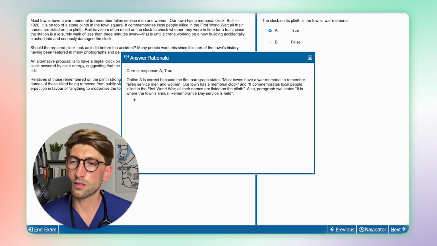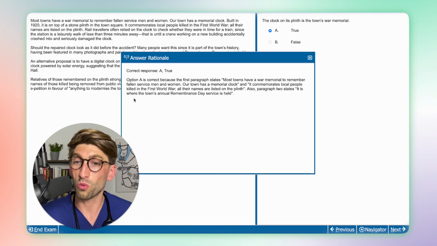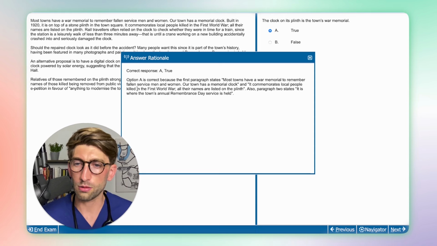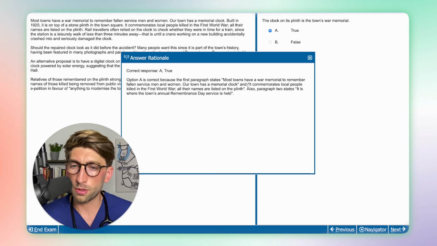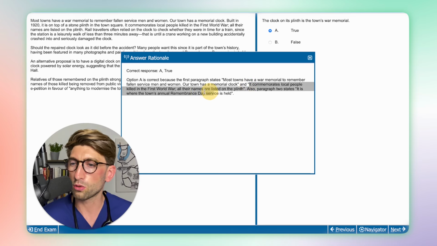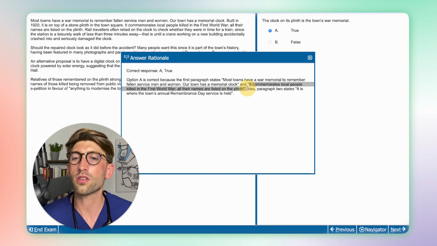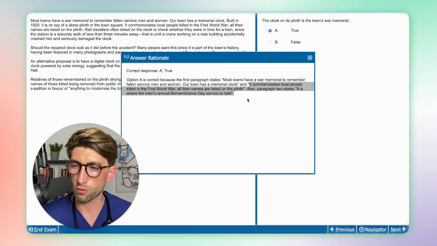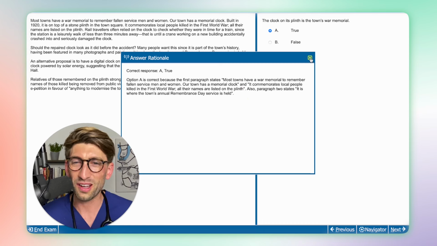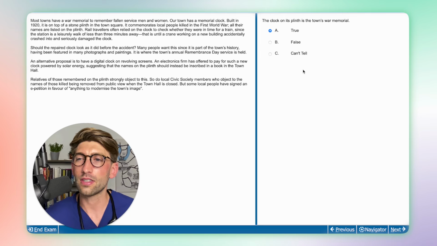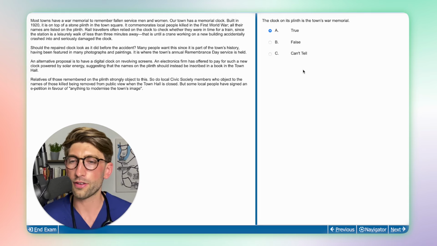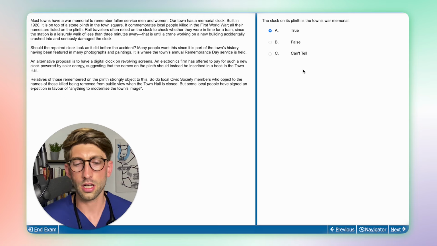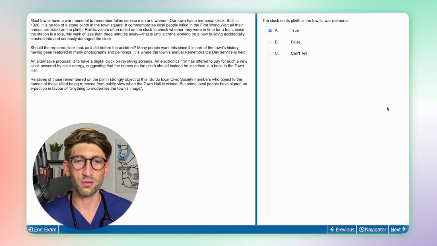Option A is correct because the first paragraph states most towns have a war memorial to, there we go, remember the fallen servicemen and women. Our town has a memorial clock. There we go. So it's got a bit more to it, it commemorates the local people killed in the First World War. So all of this follow-up stuff, I was kind of right, right for partially right reasons, but essentially that first paragraph is saying that they have that memorial instead of another type of memorial. Okay, cool. All right, we're doing okay.